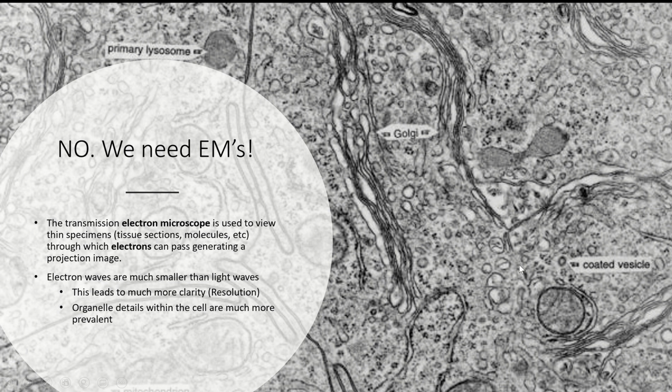So here you can see the Golgi apparatus. You can see little clusters of ribosomes. You can see vesicles, everything like that. You can see individual mitochondria, right? We would never be able to see that in light microscopy. Okay. So just make sure you're aware of the level of magnification that we're at. And yes, the organelle details are much more prevalent, right? We can actually see what all is going on in this one individual cell.